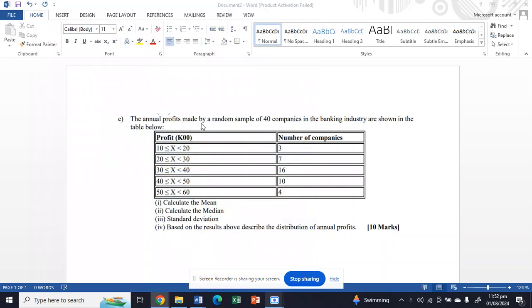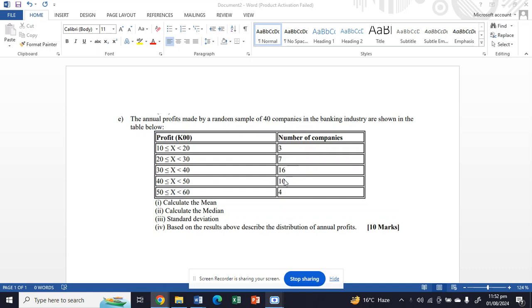The annual profits made by a random sample of 40 companies in the banking industry are shown in the table below. So profits from 10 but less than 20, 20 less than 30, 30 but less than 40, 40 less than 50, and 50 less than 60.